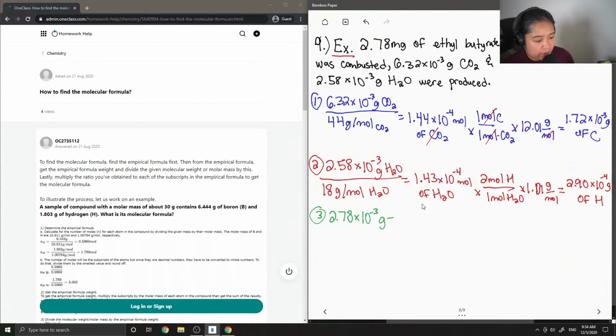And then we are going to subtract the masses of both carbon and hydrogen that we solved in the previous steps. So minus 1.72 times 10 to the negative 3 grams. So this is our carbon. And then we're also going to minus 2.90 times 10 to the negative 4 grams, which is our hydrogen. And then we end up getting a mass of oxygen equal to 7.70 times 10 to the negative 4.